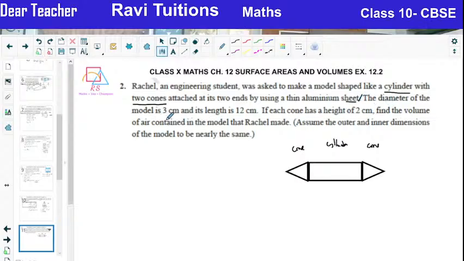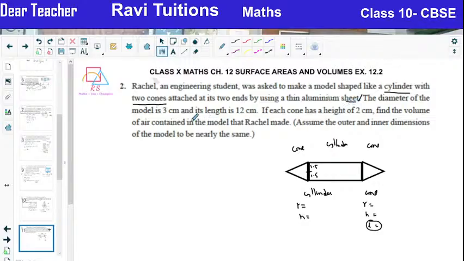The diameter of the model is 3 centimeters. So diameter 3 means it is 1.5 and 1.5. Radius is 1.5. Now I will write here cylinder and cone. For the cylinder we need R and H, and for the cone I should write R, H and L, because a cone has three measurements and a cylinder has only two. Because it is related to the volume, we don't need L.